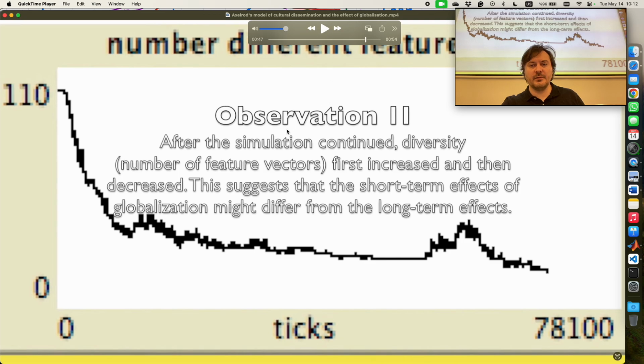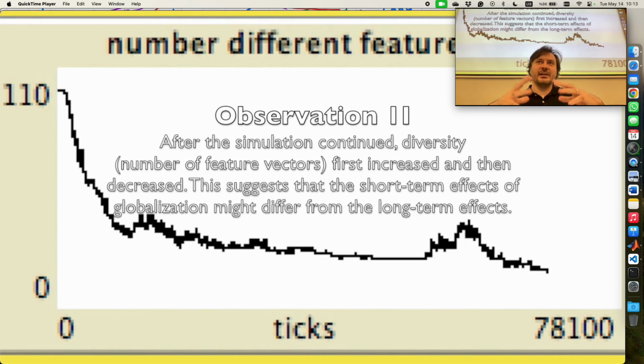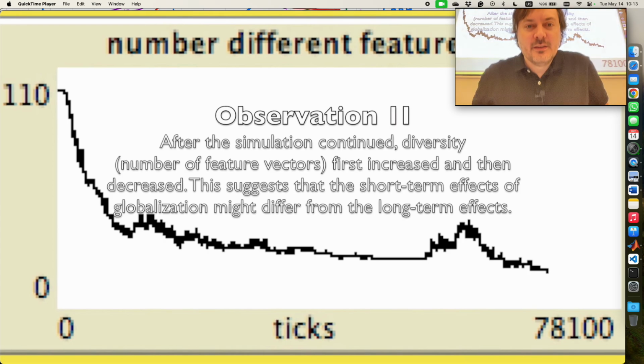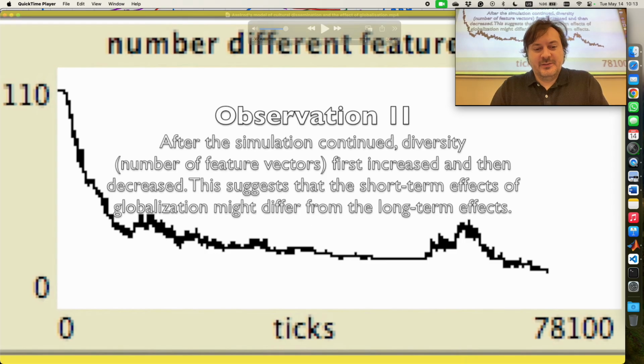Observation, after the simulation continued, diversity first increased and then decreased. So it's just the effect of globalization. At first you get many different inputs and you get different, but then everybody starts going to Burger King, right? Very good. This video.